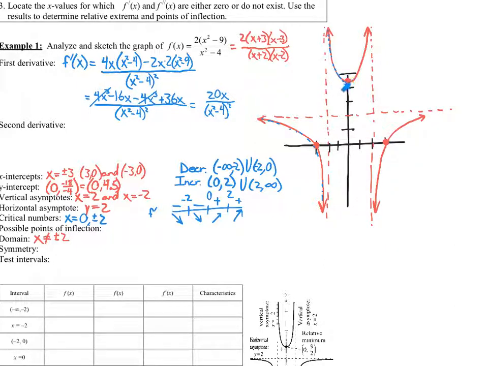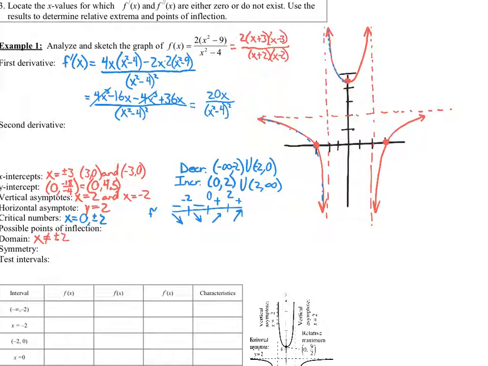Okay. So here we're increasing once we get past 0 until we get to 2, we're increasing. At 2 it's undefined, but then once we get past 2 to positive infinity, we are increasing again. Okay?